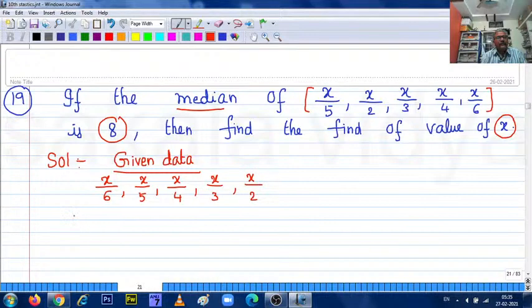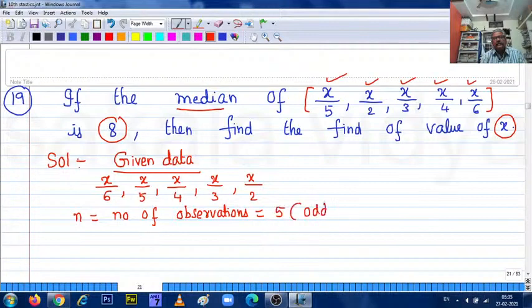Now write the number of observations, n. How many observations are there? 1, 2, 3, 4, 5 observations. 5 is an odd number. So there is only one middle term, and the median is equal to the n plus 1 by 2th term.